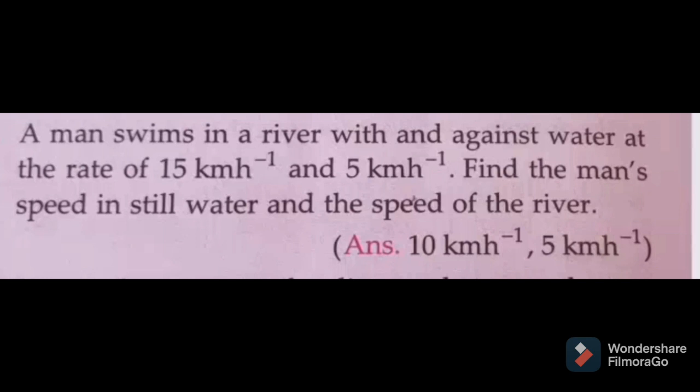So it says a man swims in a river with and against water at the rate of 15 km per hour and 5 km per hour. Find the man's speed in still water and speed of the river. So take man's speed as, say, vm. Take the speed of the river as vr, and try and solve the question and give me the answer. The answer is already given, so give me the equation.